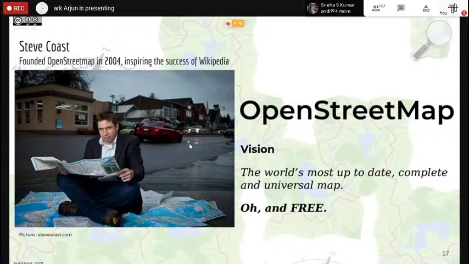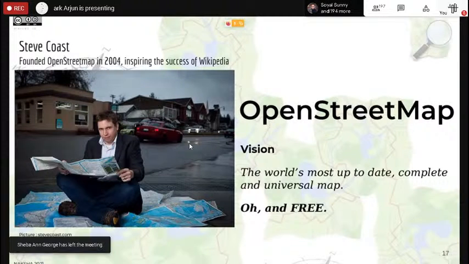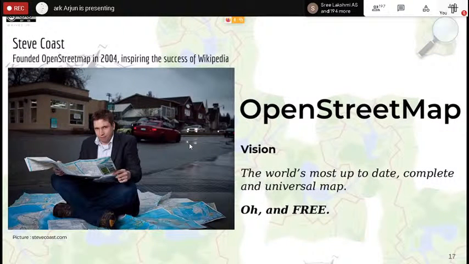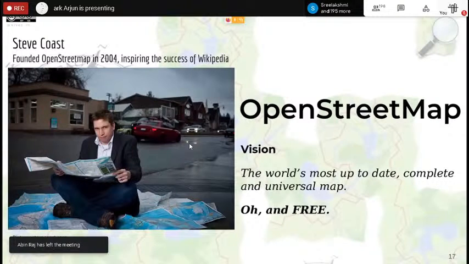So OpenStreetMap. The guy sitting on the maps on the street is Steve Coast, who founded OpenStreetMap in 2004, inspired by the great success of Wikipedia. His vision, as he himself quoted at some conference, in creating OpenStreetMap was to build the world's most up-to-date, complete and universal map, and it should be free. I'm quoting the exact words he used at the State of the Map conference.